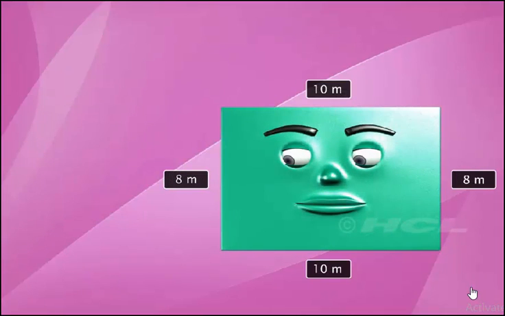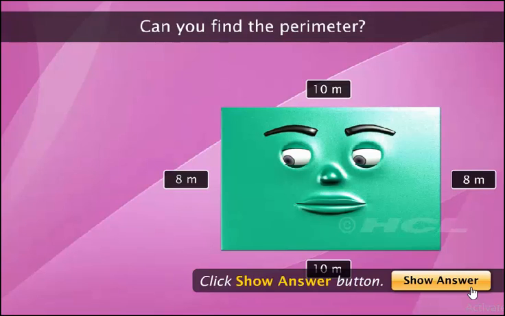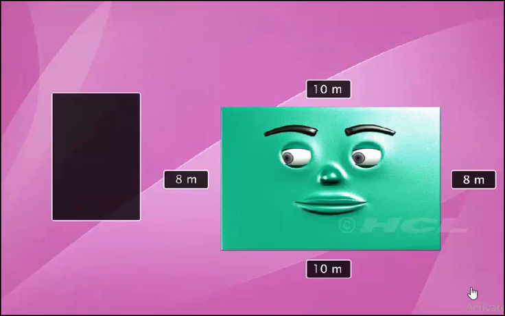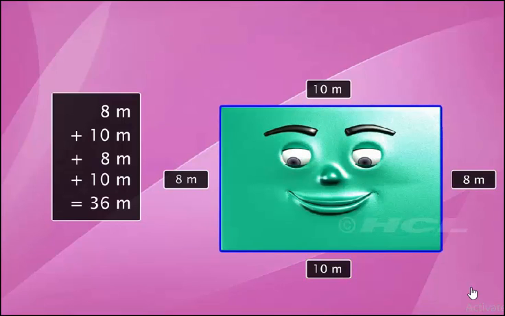Here's another rectangle. Can you find its perimeter? The perimeter of this rectangle is 36 meters. 8 meters plus 10 meters plus 8 meters plus 10 meters makes 36 meters.